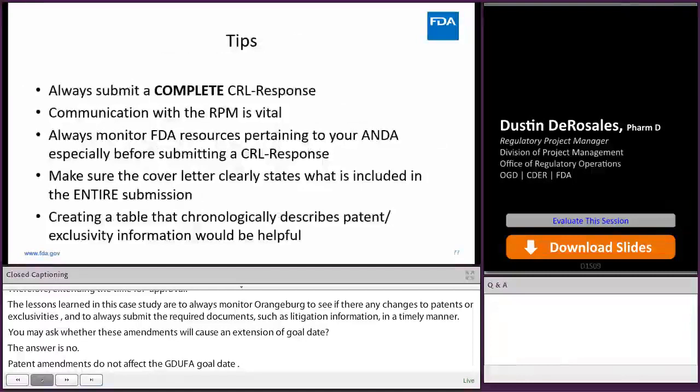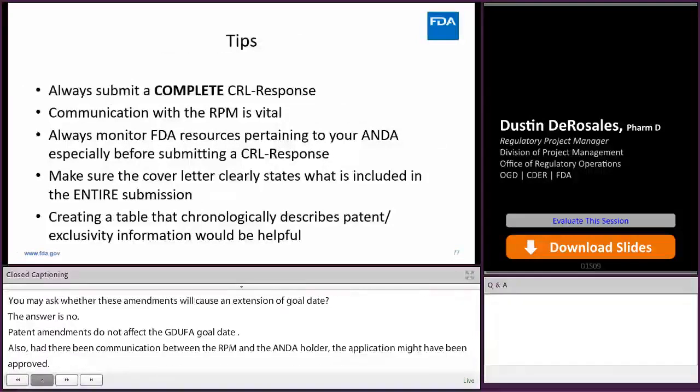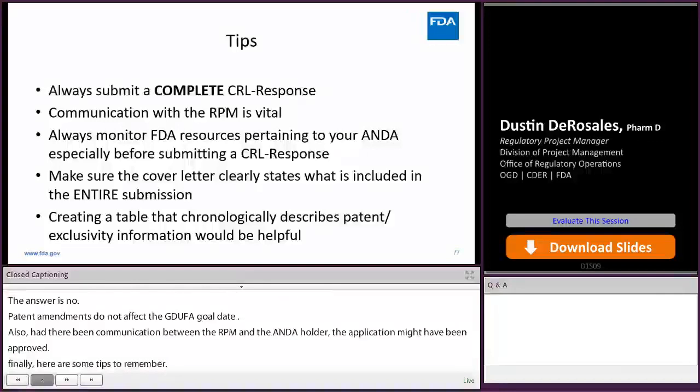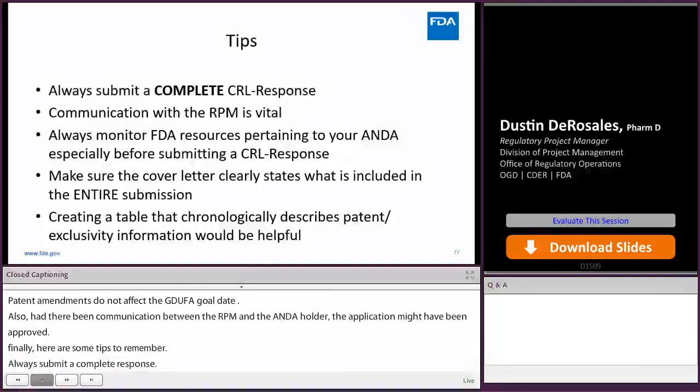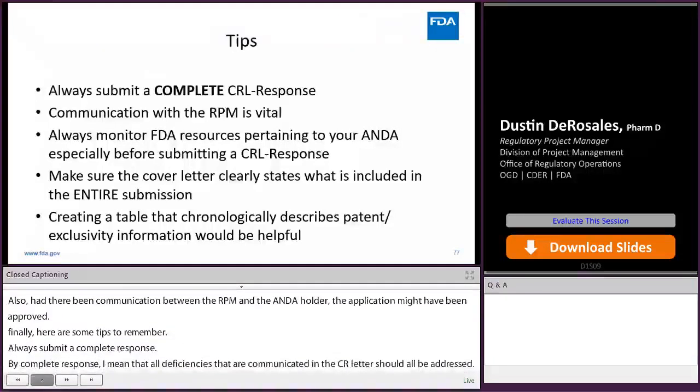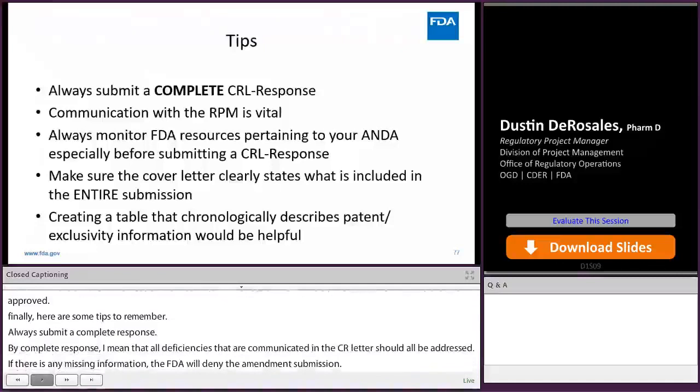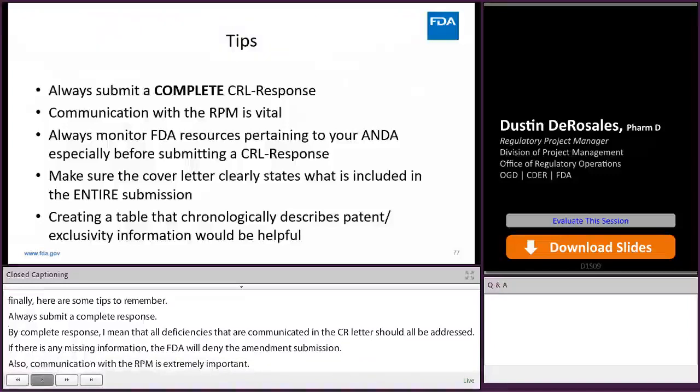Finally, here are some tips to remember. Always submit a complete response. By complete response, I mean that all deficiencies that are communicated in the CR letter should all be addressed. If there is any missing information, FDA will deny the amendment submission. Also, communication with the RPM is extremely important. RPMs are always there to help the ANDA applicants. If there is open communication between the two parties, problems can be identified and rectified in a timely manner.